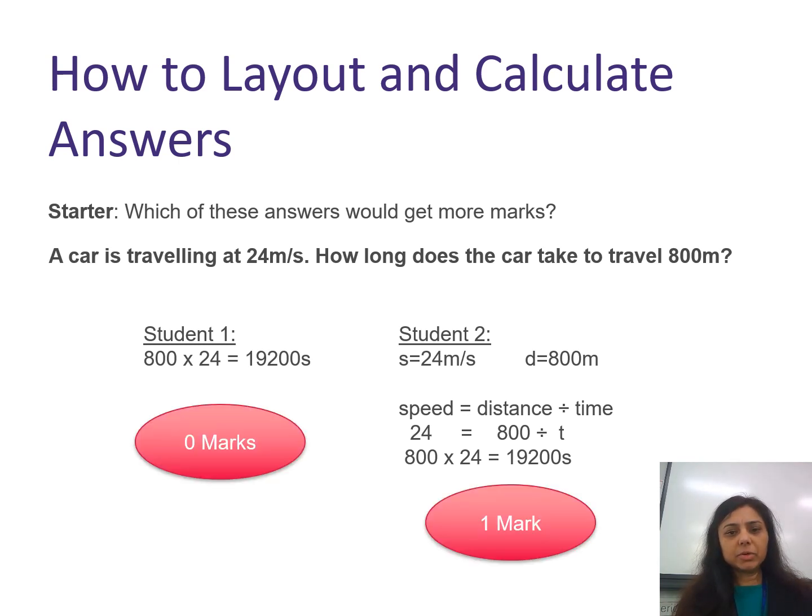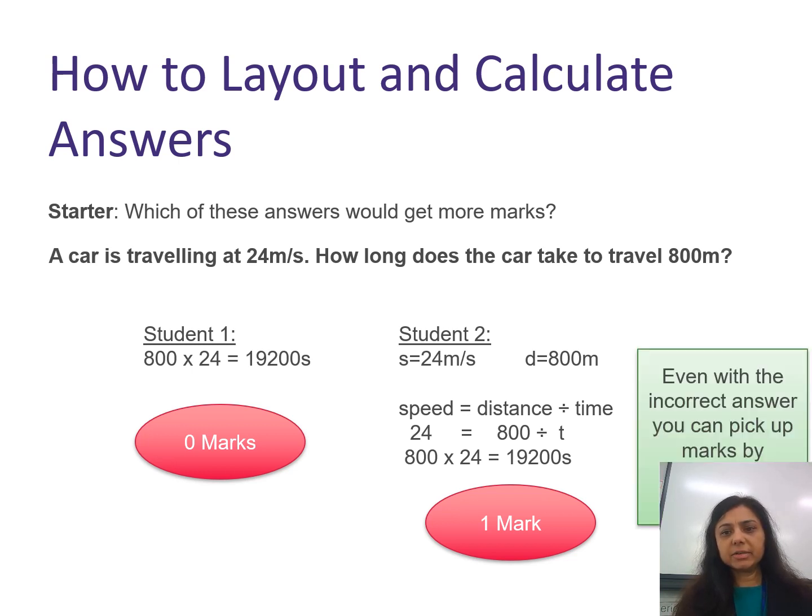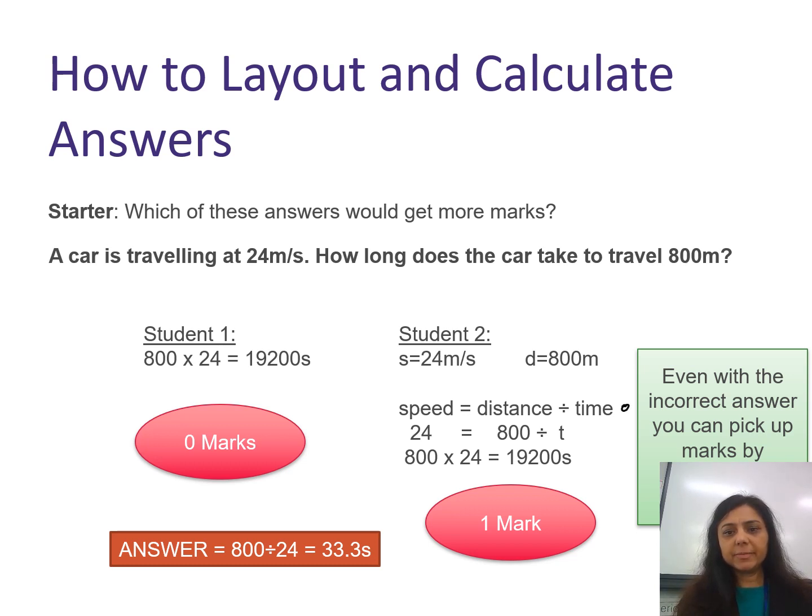The first one gets 0 marks and the second one will get 1 mark, even though both answers are incorrect, because the second student has written down this equation. They will be given a mark for writing that equation and substituting the values. So remember, if you're given an equation sheet, don't be scared to write down the formula, even if you don't know what the answer is, and how to use it to get the maximum marks.